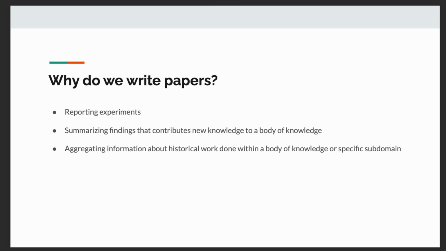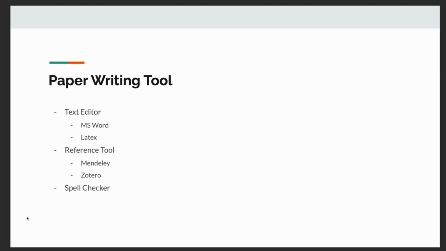So, why do we write papers? Basically, to report on some experiments, summarizing the findings that contribute to a new body of knowledge, or aggregating information about some historical work that's been done within a body of knowledge or within some specific subdomain. So, if you're going to be writing a paper, it's helpful to know of the tools that you need to be writing a good paper.